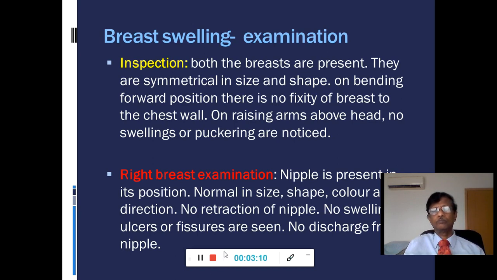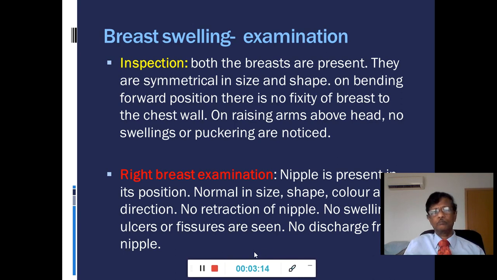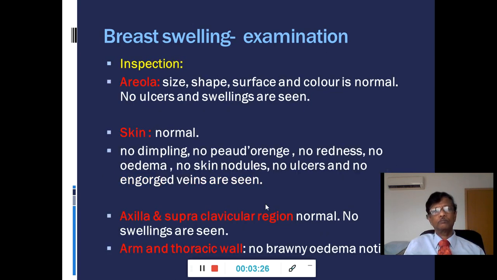Right breast examination. The nipple is present in its position. Normal in size, shape, color and direction. No retraction of the nipple. No swellings, ulcers or fissures are seen. No discharge from the nipple. Areola: size, shape, surface and color are normal. No ulcers and swellings are seen.